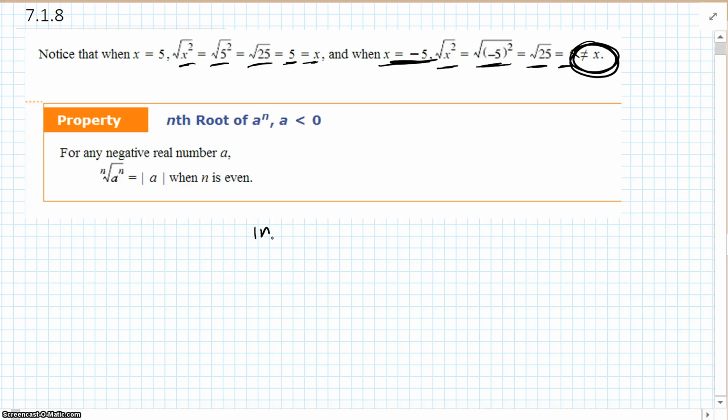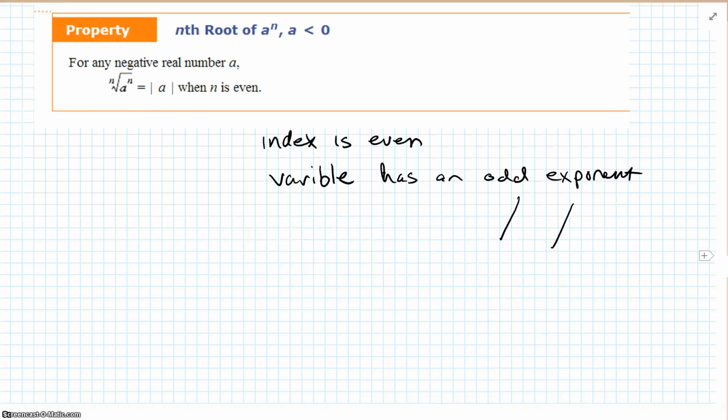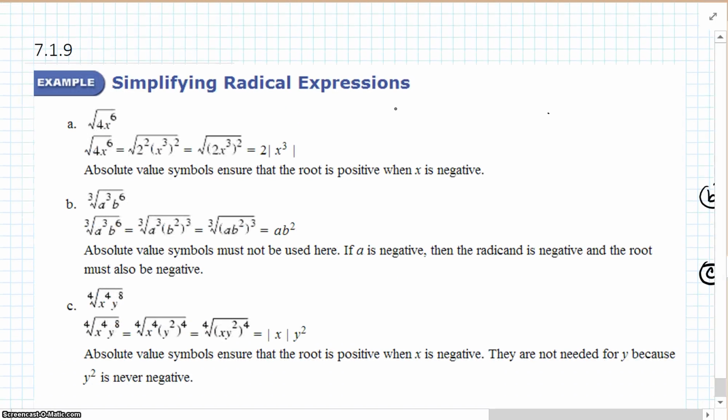All right, but when my index is even, and my variable, after it's been simplified, has an odd exponent, we have to add absolute value signs. So let's go through some examples. The square root of 4x to the 6th would be 2x cubed. Well, the index of the square root is even, and my x is to an odd power, so we're going to put absolute value signs around the x.